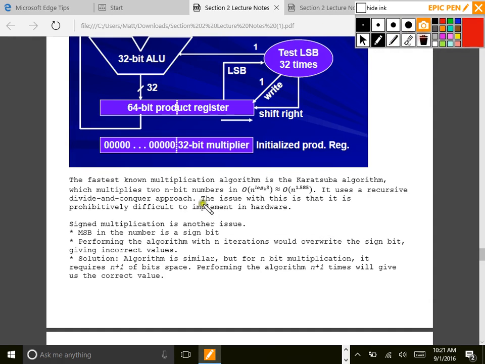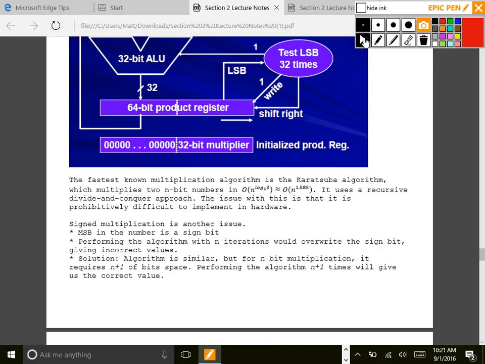So here we know that we have to have n plus 1 bits of space because we need a sign bit. We're going to perform n iterations that would overwrite the sign bit, giving incorrect values. So we have to make sure that we do things the correct way. So this is a signed multiplication. Up to this point, we've only talked about unsigned multiplication.